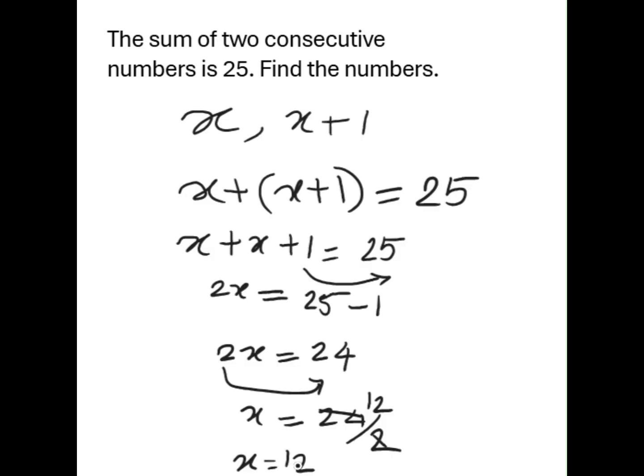Now this is the first number that we have got. This is the first number, this will be 12. Then the other number will be x plus 1, that means 12 plus 1, that means 13. The other number will be 13 and the first number will be 12.